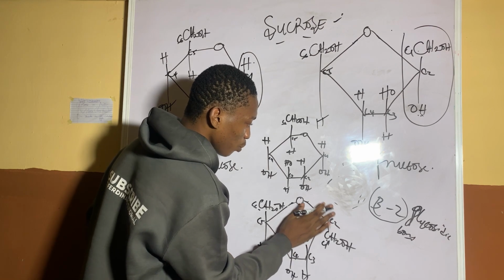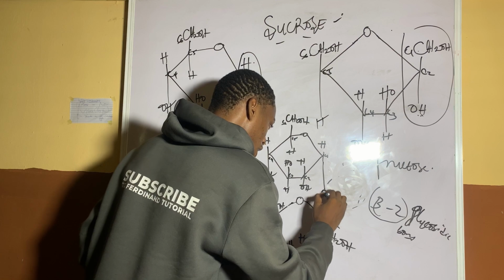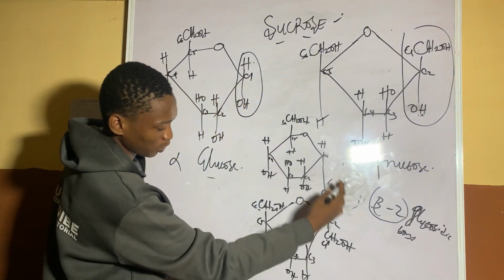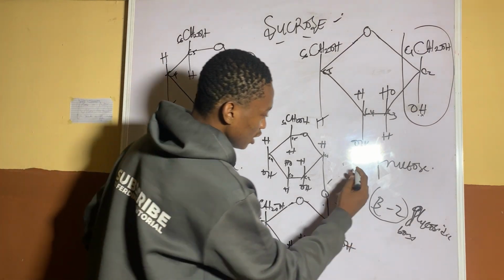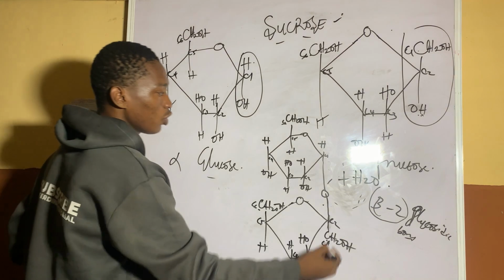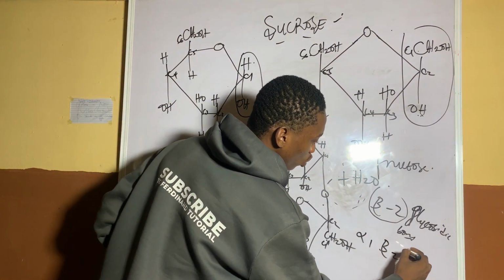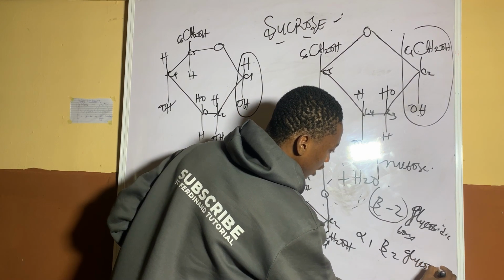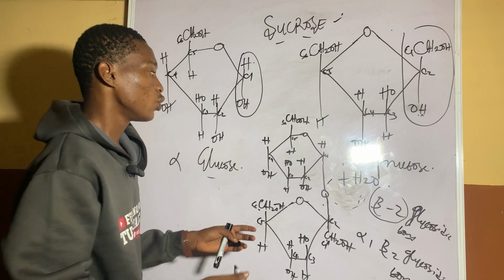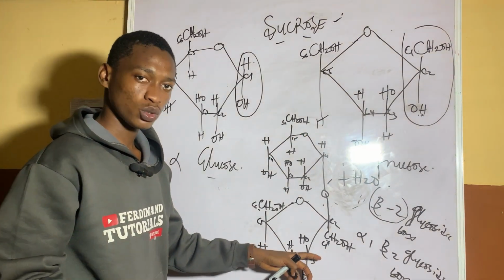So remember, OH is up here, OH is down here. So I'm going to join these two together with a bond. This is O. This is a particular disaccharide called what? Sucrose. This is how sucrose is formed, plus H2O. So the bond here is what? Alpha 1 beta 2 glycosidic bond. This is how sucrose is formed. We don't form sucrose with an alpha fructose. We form sucrose with what? A beta fructose. Thank you.